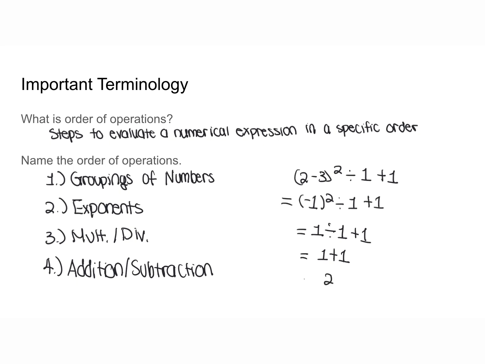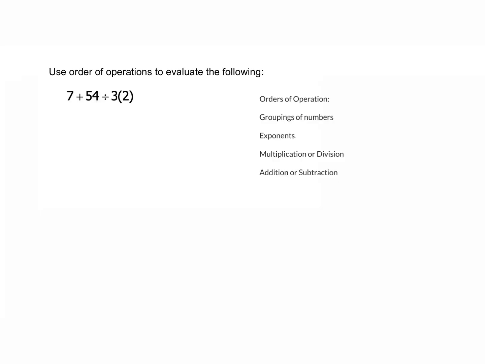So we're going to use these now for a couple more examples. We're going to use order of operations to evaluate the following. So we have our order of operations here. So number 1, we don't have any groups of numbers. We do have this divide 3 times 2. We're going to worry about that afterwards. We don't have any exponents. Now we have multiplication or division. Now again, we go from left to right.